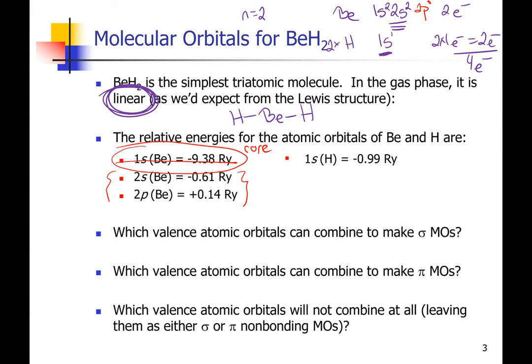And as it turns out, we can't actually get the correct picture for the molecular orbitals of beryllium hydride without the 2p orbitals. So it's very important that as soon as we identify that the valence shell for an element is the n equals 2, we factor in both the 2s and the 2p. We have been asked to identify which valence atomic orbitals will combine to make sigma MOs, which will combine to make pi MOs, and which will have nothing to combine with. Well, in order to do that, we're going to have to start off by sorting them into sigma and pi, as we have done in every other example of molecular orbital theory.